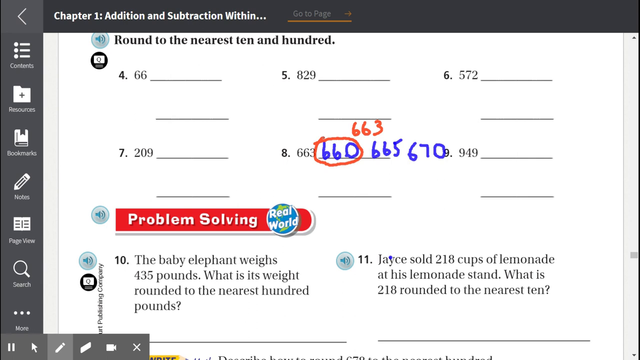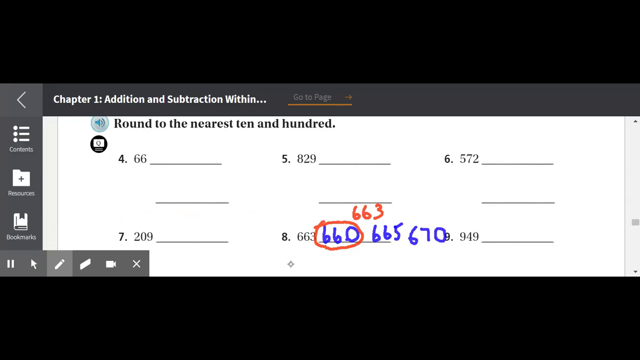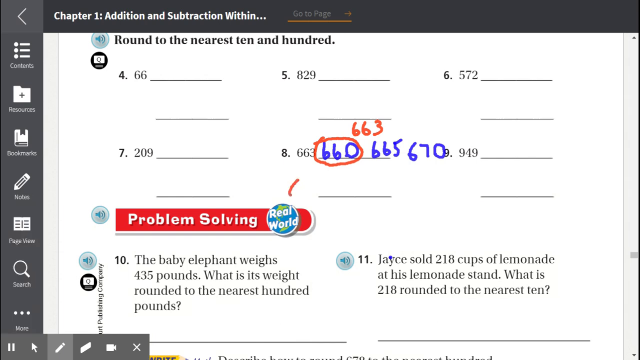Now we're going to round 663 to the nearest hundred. So that would be 600. 663 would be between 600 and 700. Now let's find the number that's in the middle of 600 and 700. The number that's in the middle of 600 and 700 is 650.